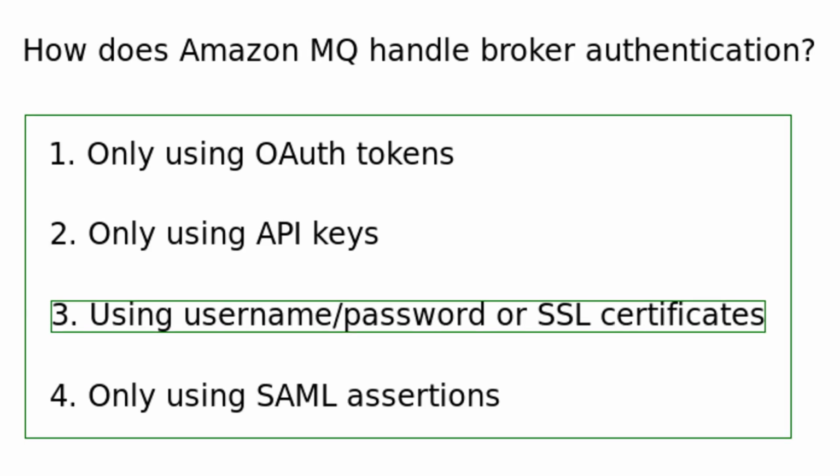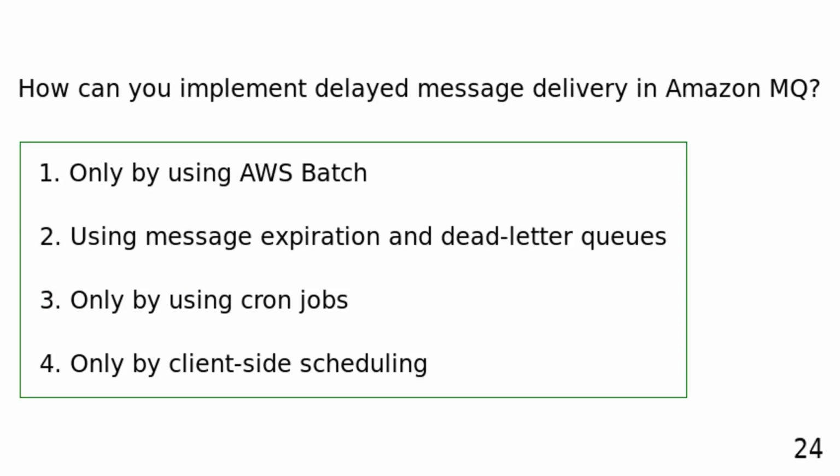Amazon MQ supports broker authentication using traditional username, password pairs or more secure SSL client certificates. How can you implement delayed message delivery in Amazon MQ? Only by using AWS Batch. Using message expiration and dead letter queues. Only by using cron jobs. Only by client-side scheduling.